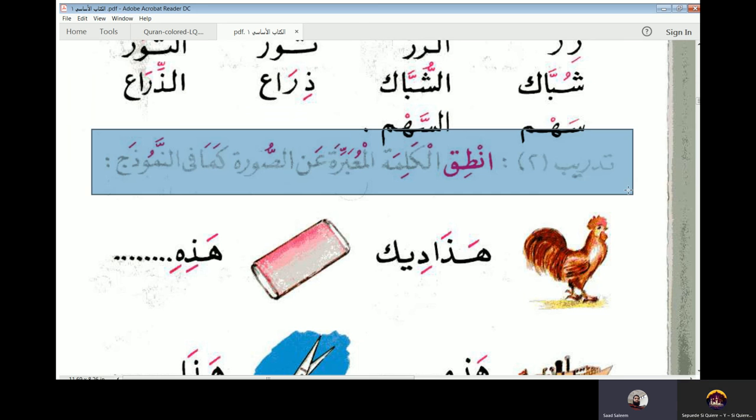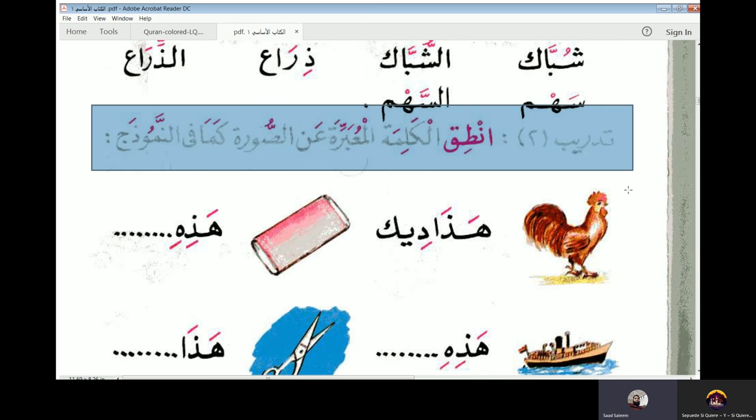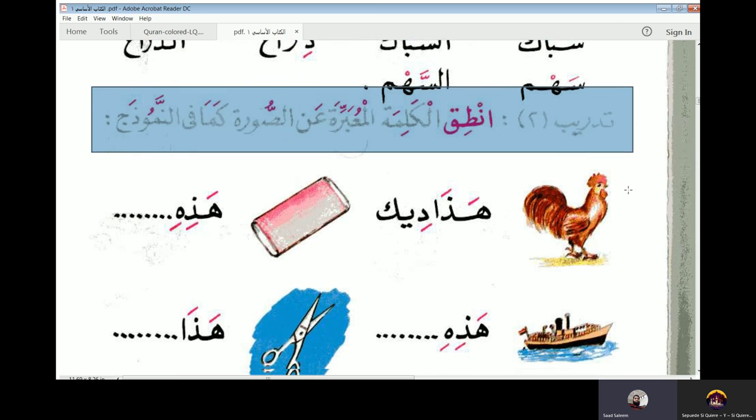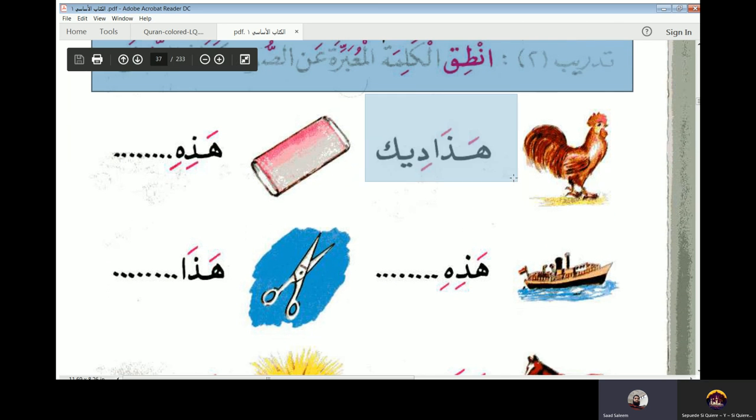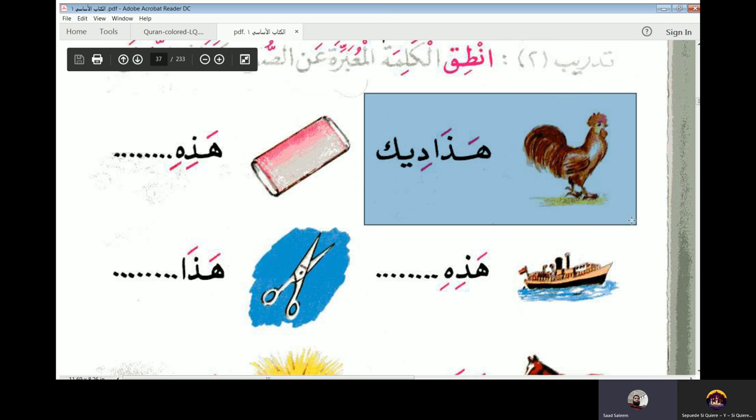That's it. Then we have the second exercise, pronounce the word that expresses the picture. You just write the names of these pictures in these blanks. For example, read the first one. It is already written.